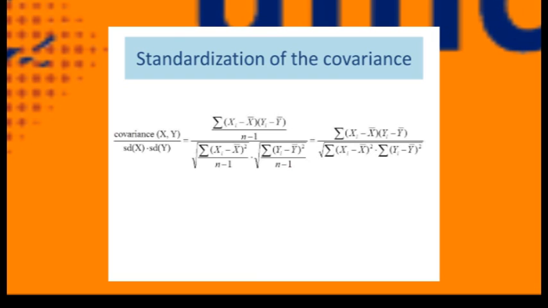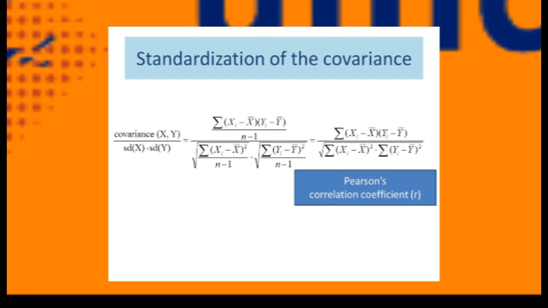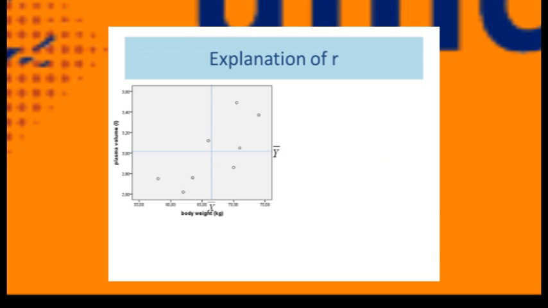Because we use the same units in numerator and denominator, these units will cancel out. In the formula, also the n-1 cancels out. The formula on the right-hand side is known as Pearson's correlation coefficient. Usually we use the small letter r for it. Here we see the scatter plot of plasma volume and body weight again. The horizontal line shows the mean plasma volume. The vertical line, the mean body weight of the 8 healthy men.